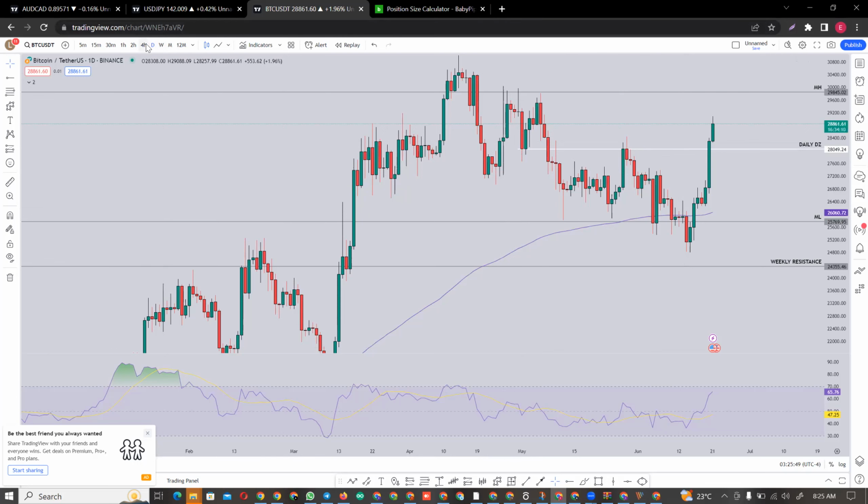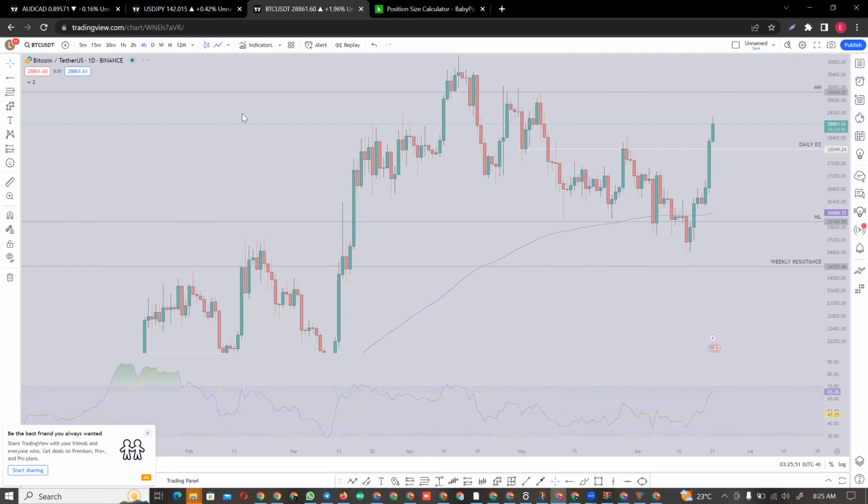Then we go down to the 4-hour time frame. Wait, still on that daily, you can still see another zone there, coming.